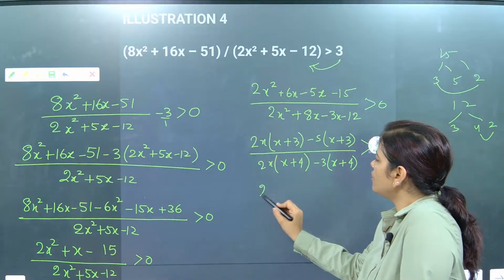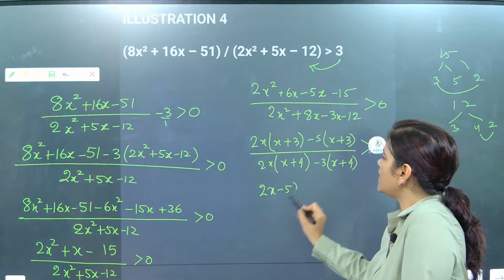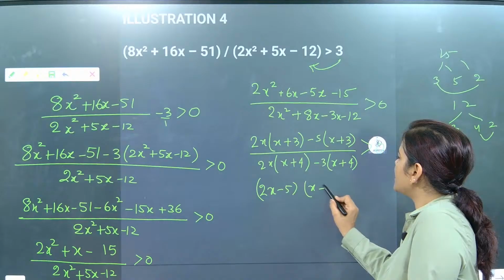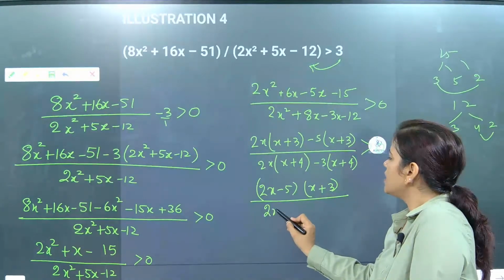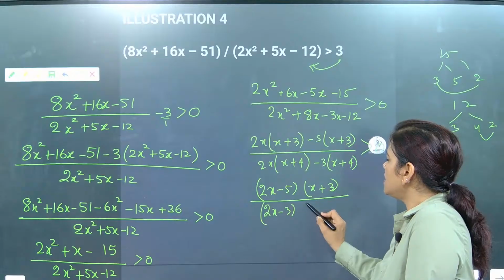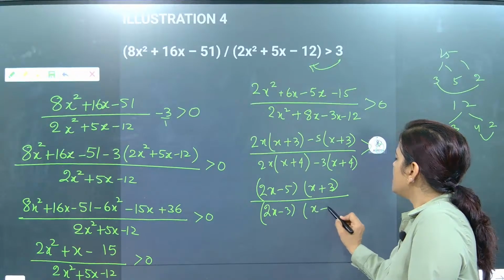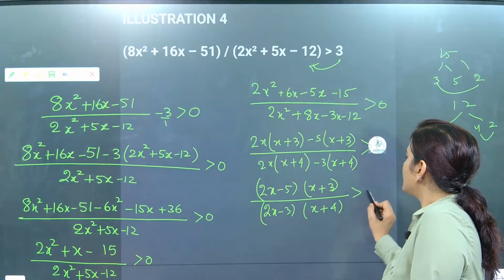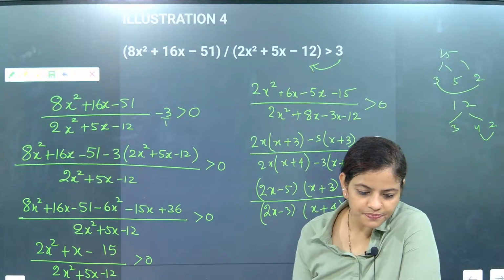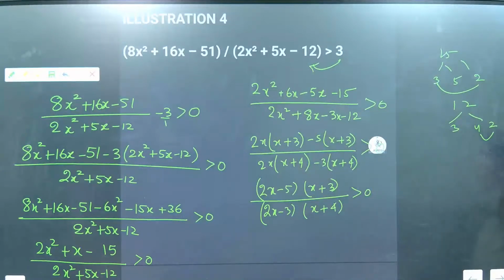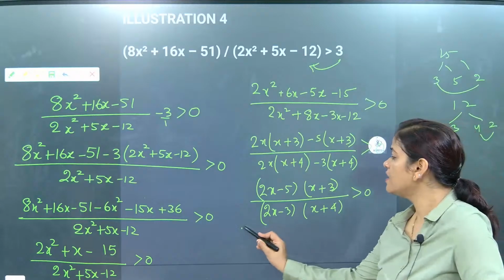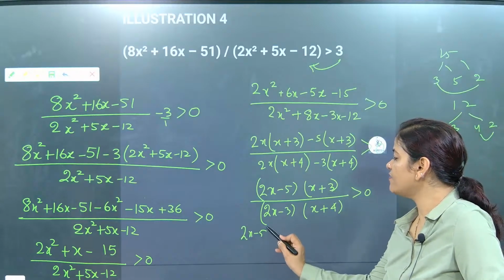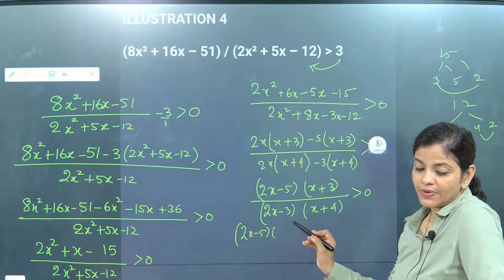Now we get 2x minus 5 and here x plus 3. Next, the denominator part is coming as 2x minus 3 and here x plus 4, greater than 0. I hope till here everybody is clear? Again our same logic. What did I say? 2x minus 5 and x plus 3 will be as it is.